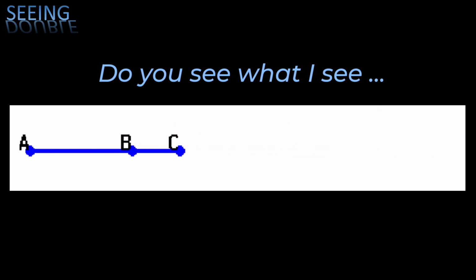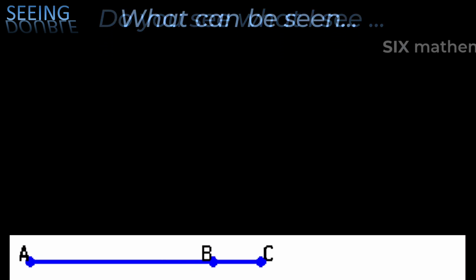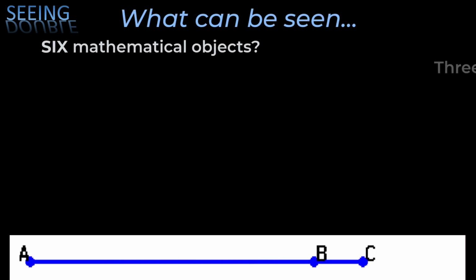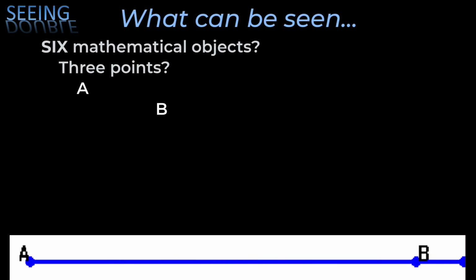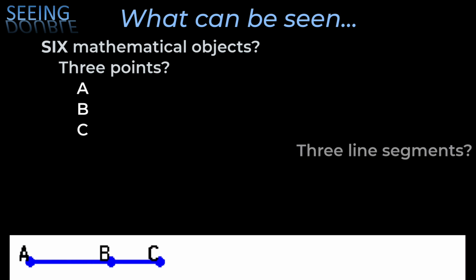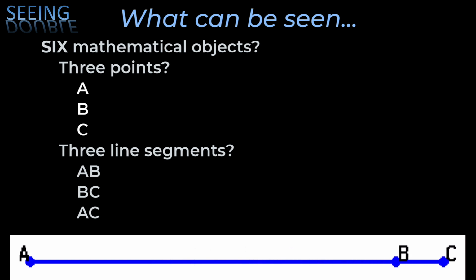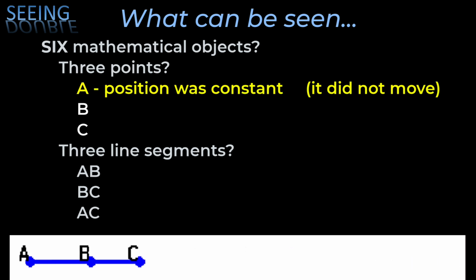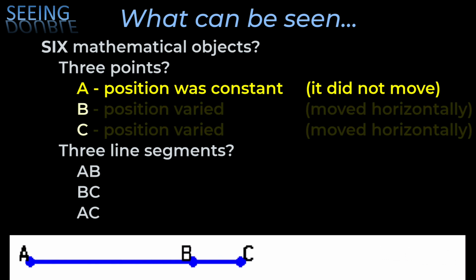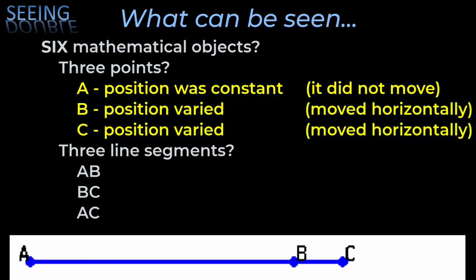How did you go? Did you see 6 mathematical objects, 3 points, A, B and C? How about 3 line segments, AB, BC and AC? Did you see that the position of one of the points was constant? It did not move. And that the position of the other 2 points varied. They moved horizontally.